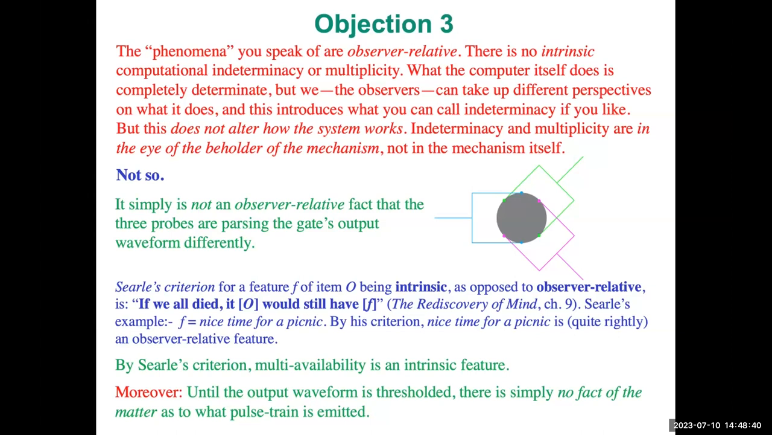If you just think about the inner device, the gray blob, there's no fact of the matter as to which pulse train it's emitting. It's not until you do some thresholding on the waveform that it becomes determinate which pulse train, or which of several pulse trains, it's emitting. So the indeterminacy lies in the inner device. There just is no fact of the matter when you regard only the inner device. And it's not until the inner device is embedded in a wider context, which involves some thresholding, that you can talk about which pulse trains we have here.